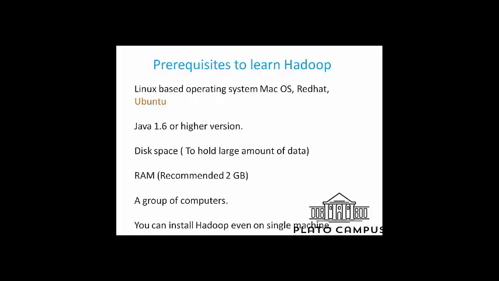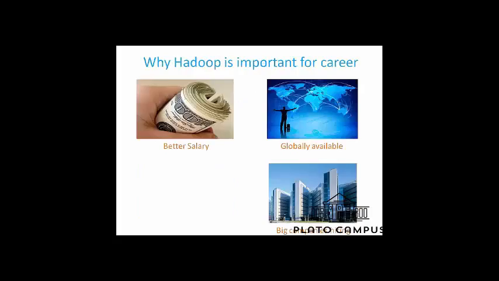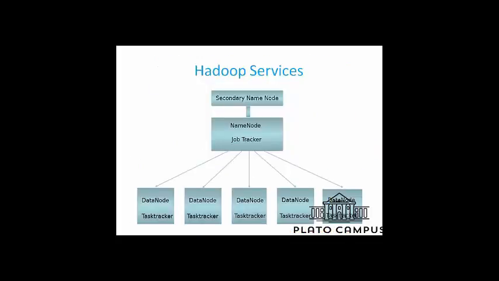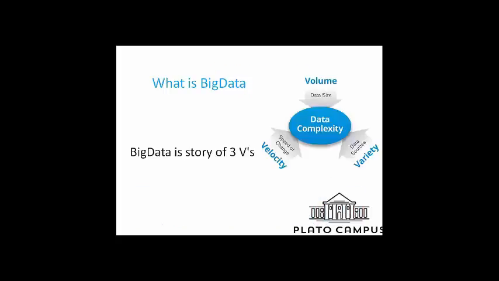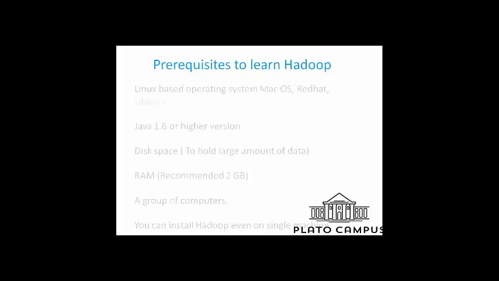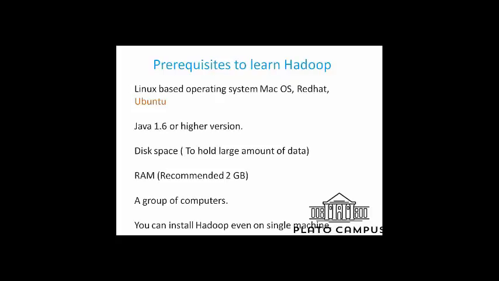After that, we need a group of computers. We were looking at a picture earlier. Let me go back to that. This one. As per this picture, we need 7 machines. One is master, one is backup master, and 5 are slaves. So for learning purposes, do we really need 7 systems? No, that's not required. Even a single system is sufficient for installing Hadoop.